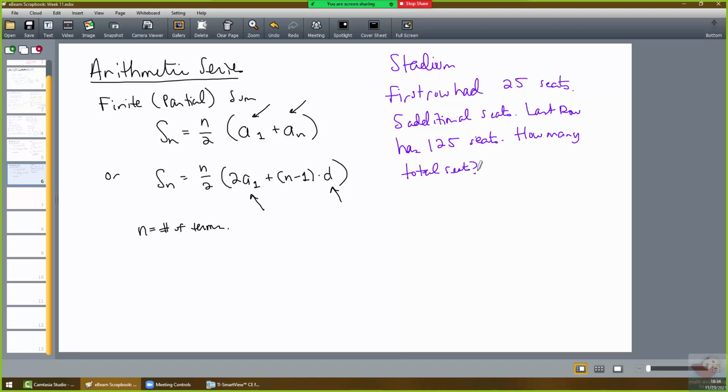So the first row had 25 seats. The second, each additional row has 5 seats.